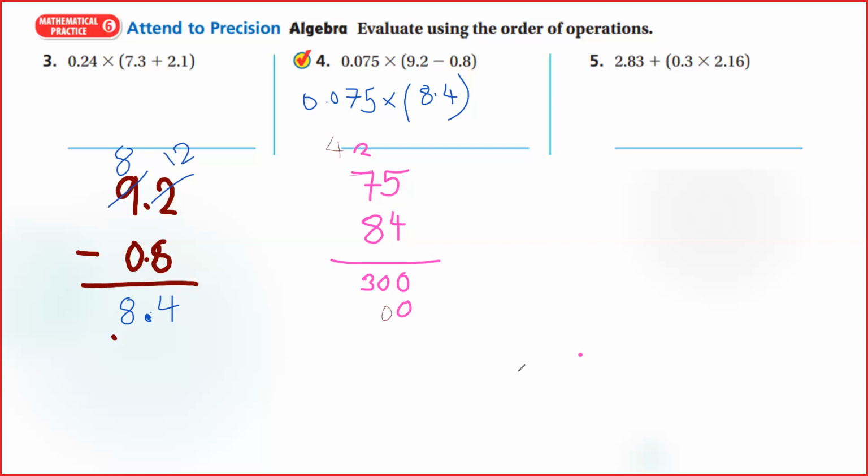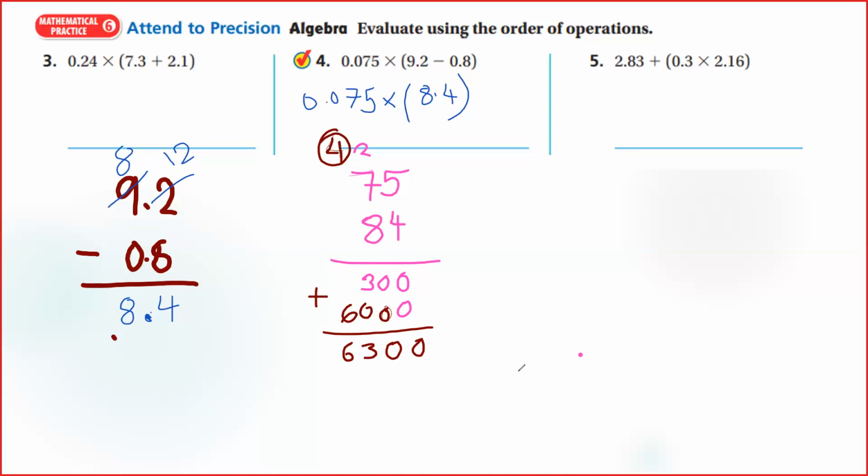Is it right? Yes. Now 8 multiplied by 7 equals 56 plus 4 equals 60. Then what do you have to do? We're going to add the numbers. Now 0 plus 0 equals 0, 0 plus 0 equals 0, 3 plus 0 equals 3, and 6 alone. So it's going to be 6.